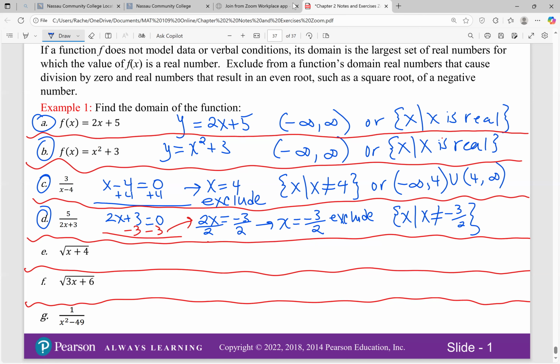The other thing that you have to look out for, the other type of expression when we're trying to figure out algebraically what the domain of a function is, square root symbols, right? Because we have restrictions when we take the square root. We can't take the square root of a negative number, right? That's not going to be a real answer. So look at E. We have the square root of x plus 4.